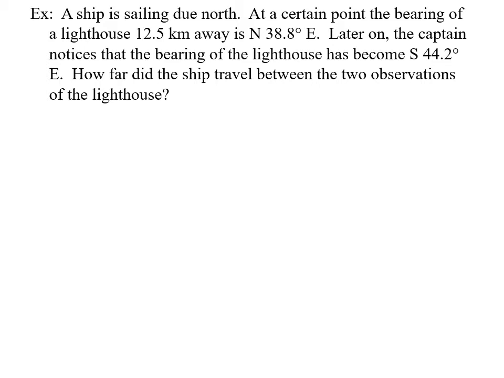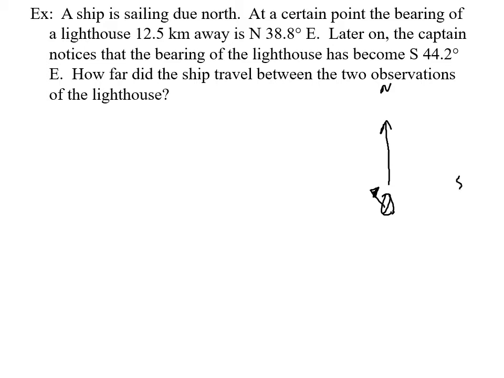So I'm going to draw a little bit of a picture here. We'll have a boat. So here's my boat. Boat on the water. We'll make it a sailboat. And this boat is traveling due north. So I'm going to make that up. So this way is north. He notices that there's a lighthouse 12.5 kilometers away that's bearing north 38.8 degrees east. So northeast would be kind of off to the right-hand side.